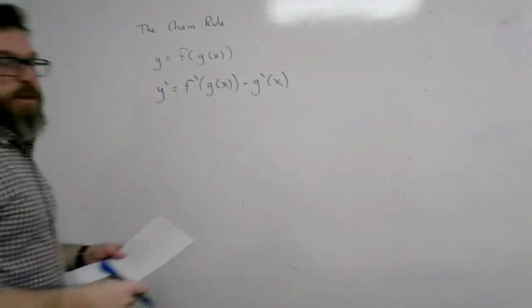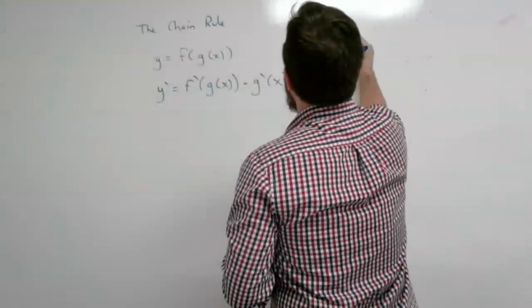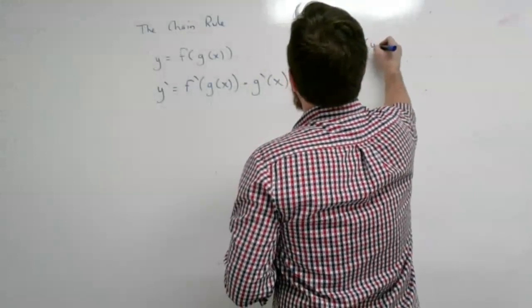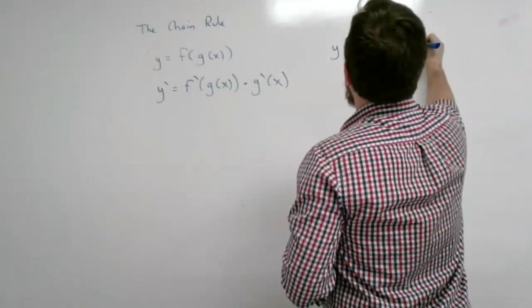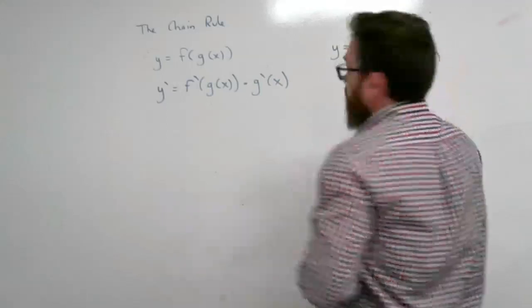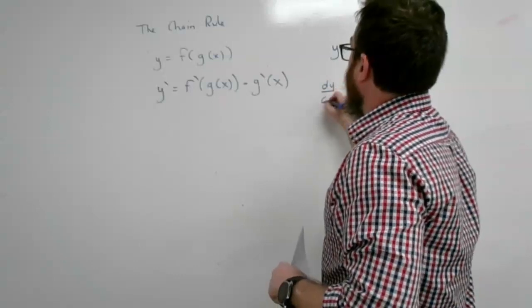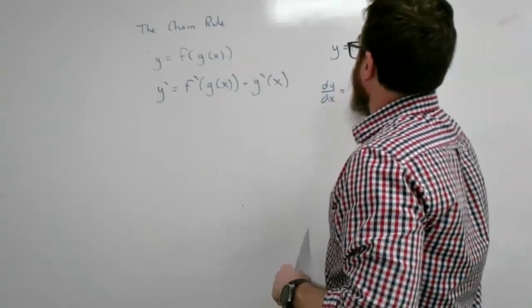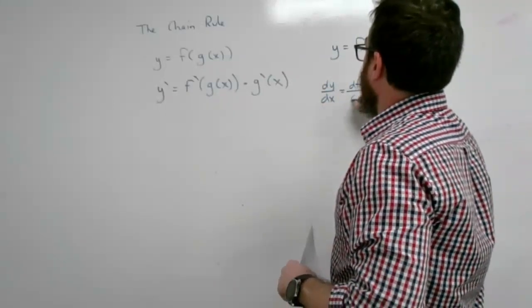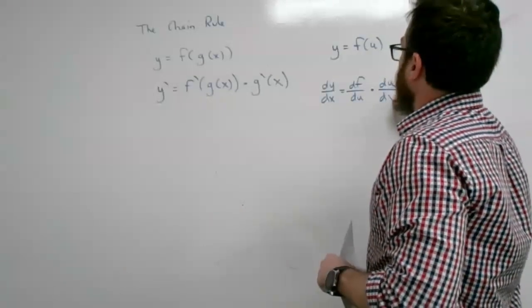Now, we also like to write these things in terms of u. So you could also write this function as y is equal to f of u, where u is equal to g of x. Then we could say dy dx is going to be equal to df du multiplied by du dx.